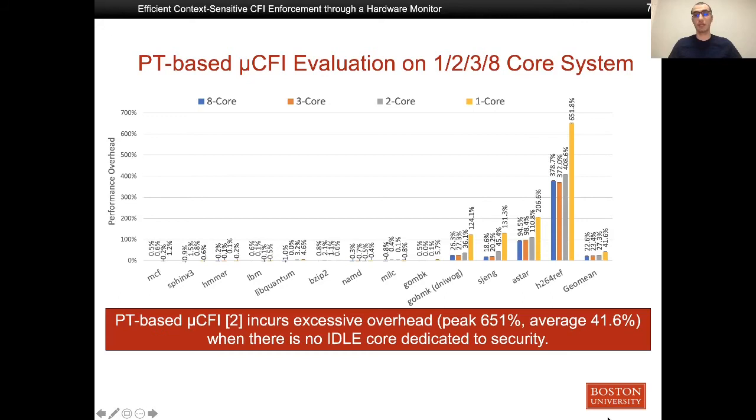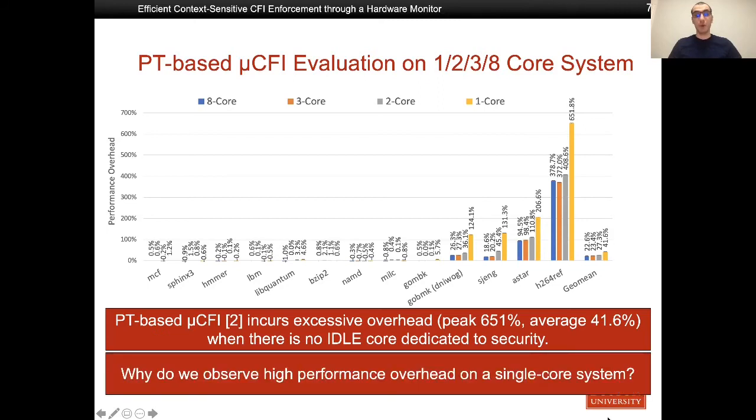For instance, for H264ref, it goes up to 651% from 378%, and on average it goes from 22% to 41% from an 8-core to a 1-core system. This shows that if there is no idle core that can be dedicated to security when leveraging a PT-based CFI mechanism, we observe high performance overhead.